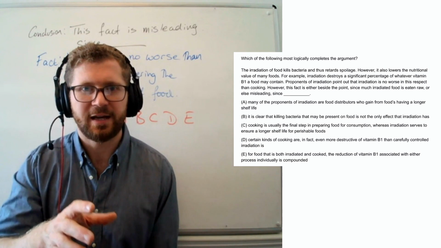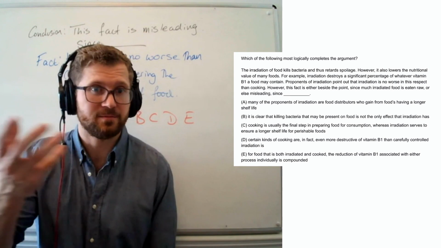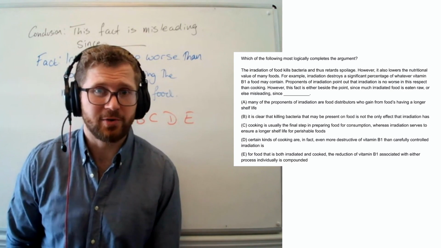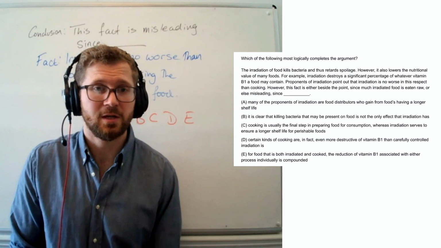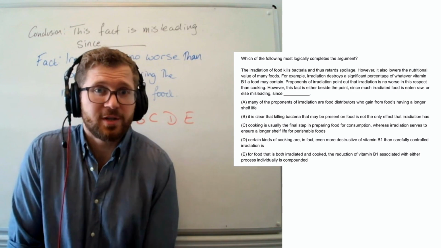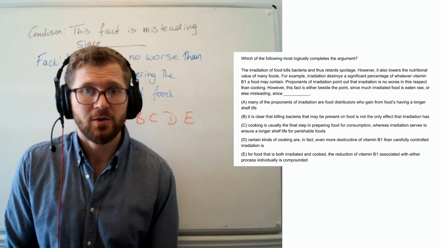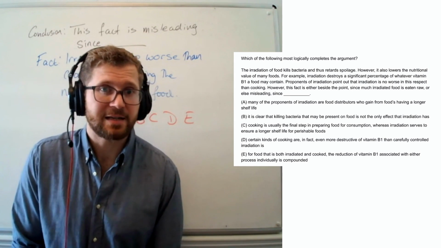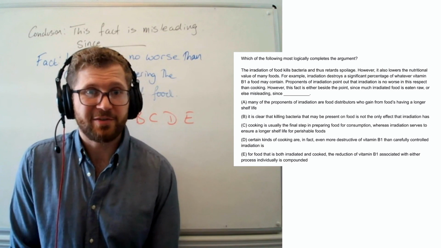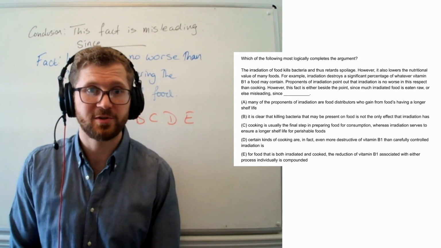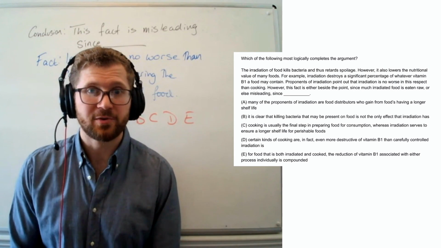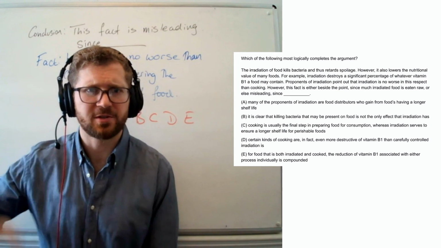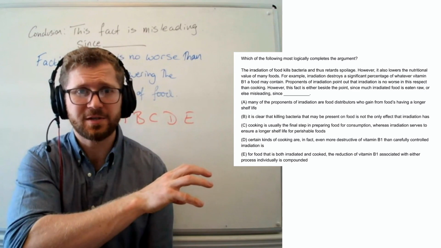The first conclusion we get is that the fact that irradiation is no worse than cooking at lowering the nutritional value of food, that's beside the point, since much irradiated food is eaten raw. So because it was eaten raw, the cooking was never going to lower the nutritional value. All that's happened is that the irradiation has been used to lengthen the shelf life, and that has lowered the nutritional value. But if we hadn't irradiated it, whoever was eating the food could have got the full nutritional value from the food. So the fact that the proponents are trying to point out is just beside the point. All right, so there's one conclusion. But let's take that, put that to one side.